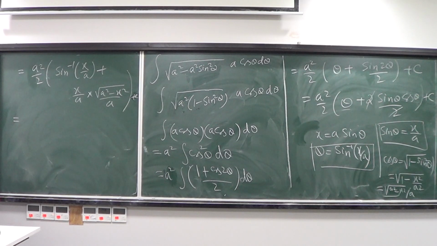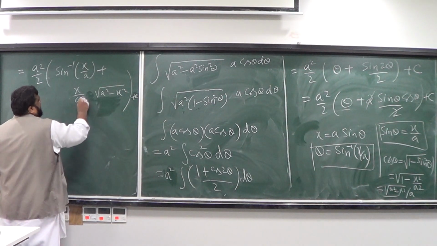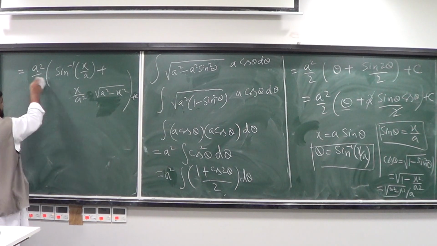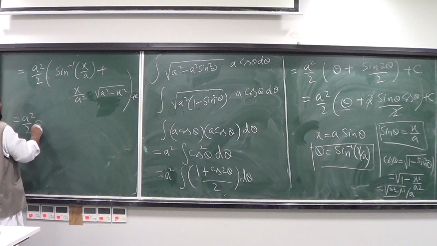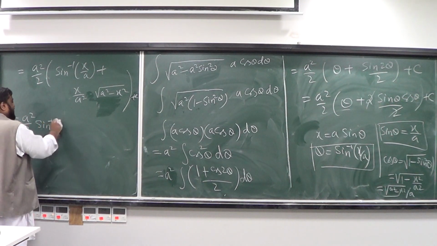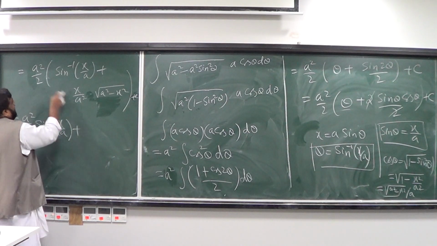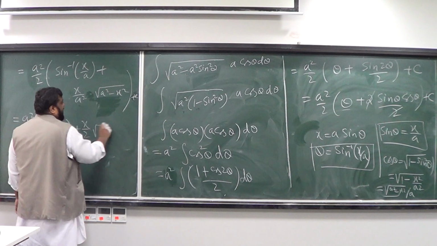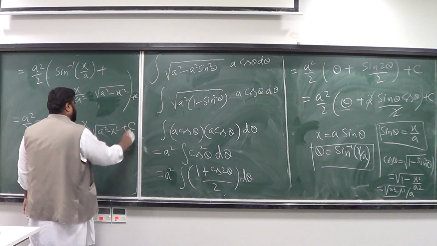Now, if you simplify this a little bit more, you can write this as x square over a square. And if you multiply a square by 2 with both terms, the first term will become a square by 2 sine inverse x over a, plus a square, and a square will get cancelled, so you're going to get x over 2 square root of a square minus x square plus constant c.